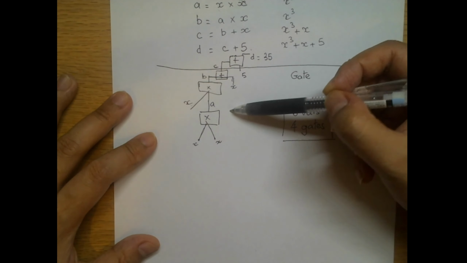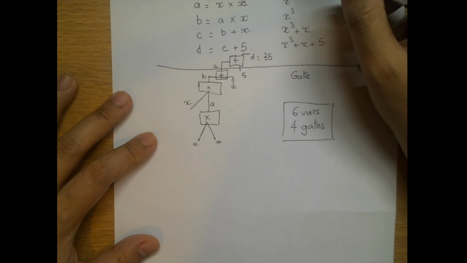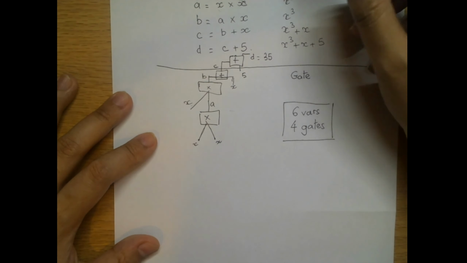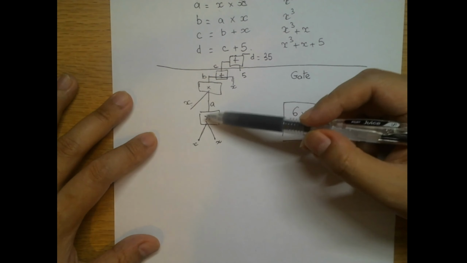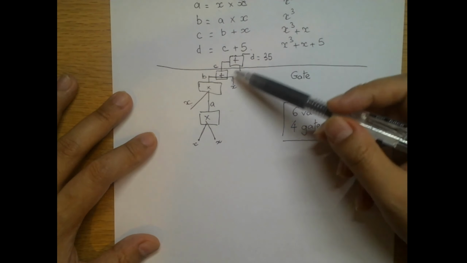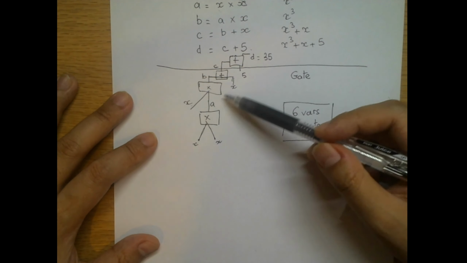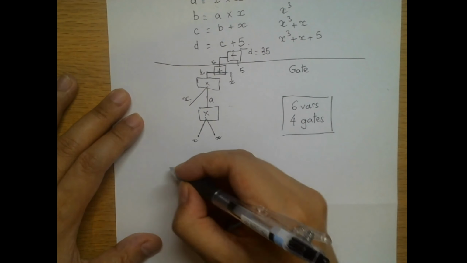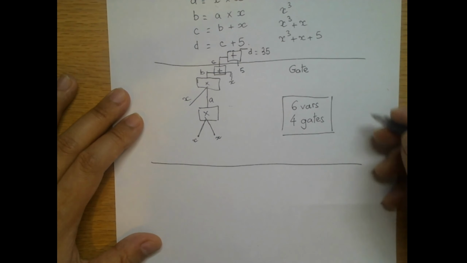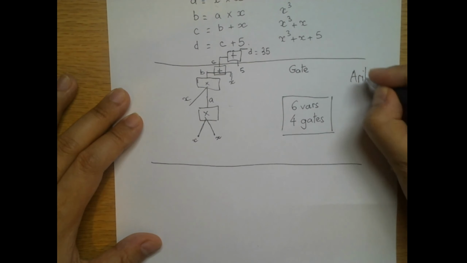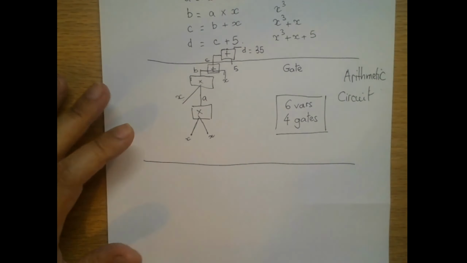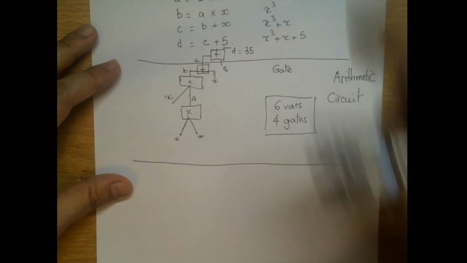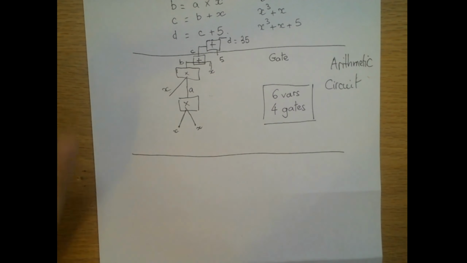So this transformation here is the transformation from the problem statement into an arithmetic circuit. It's a circuit because you have wires and gates, and it's arithmetic because these are arithmetic operations, multiplication and addition. So that's the first step. This is called your arithmetic circuit. Yeah, arithmetic circuit. So now we have this.